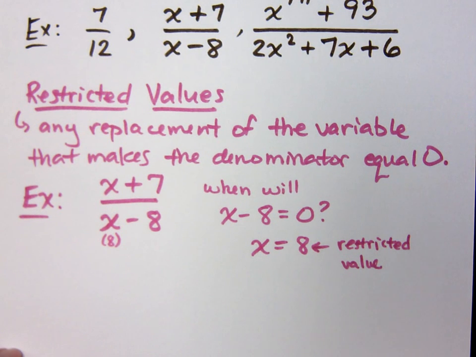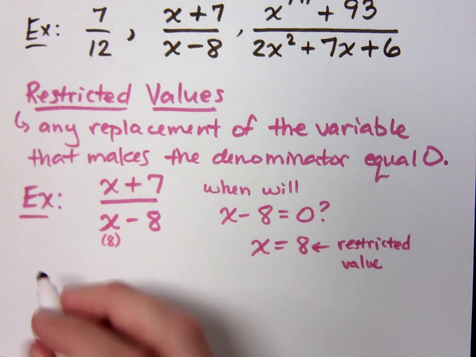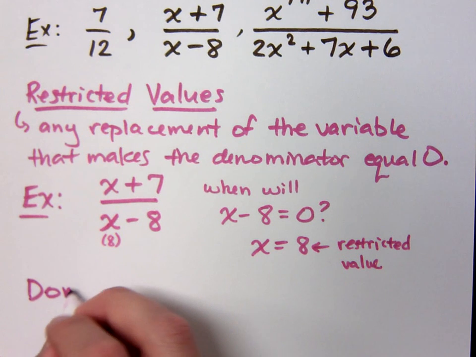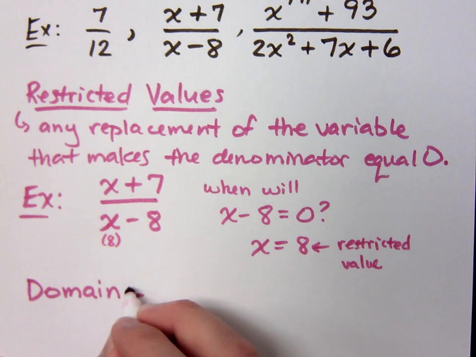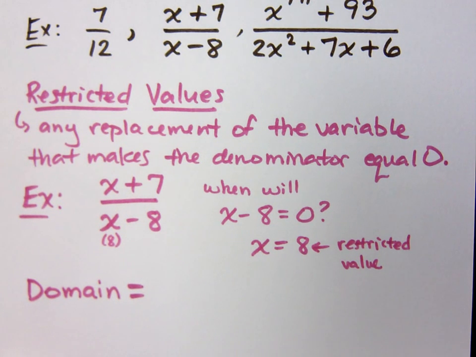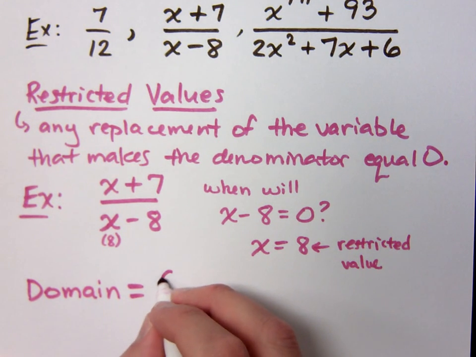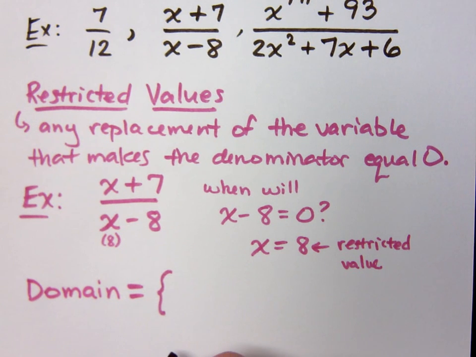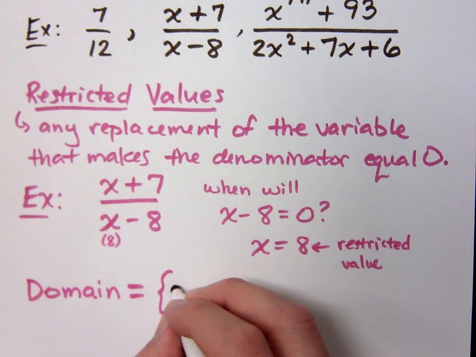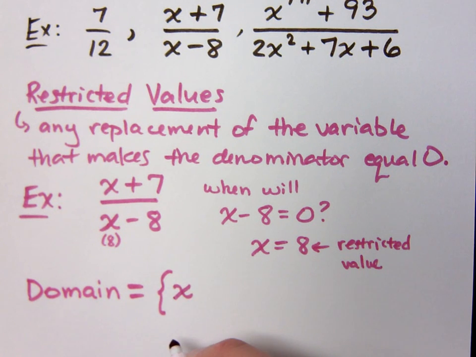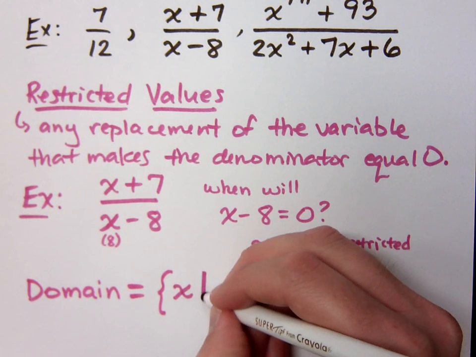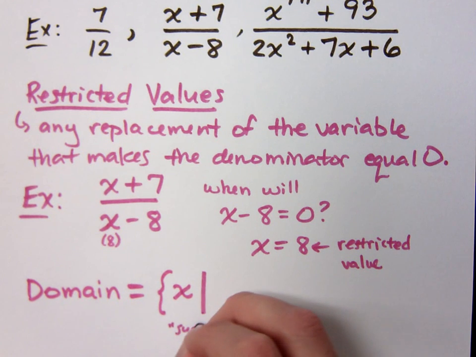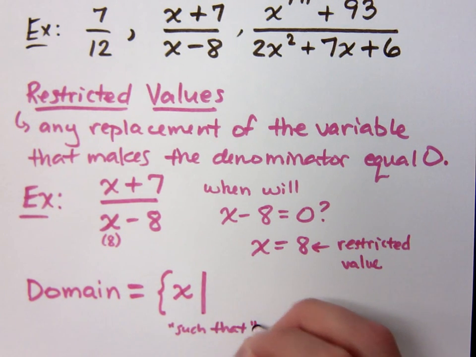Now, there's a connection between this and something that we see in a lot of other math classes, and that's the domain. The domain is the set of all x values that I can use in an expression. Later on, we'll see this in terms of a relation or a function. We use set builder notation like this, and I'll say my domain is made up of all x's. I draw this vertical line, which means such that, and basically it says, okay, what are your conditions? What are the values of x that you can plug in?